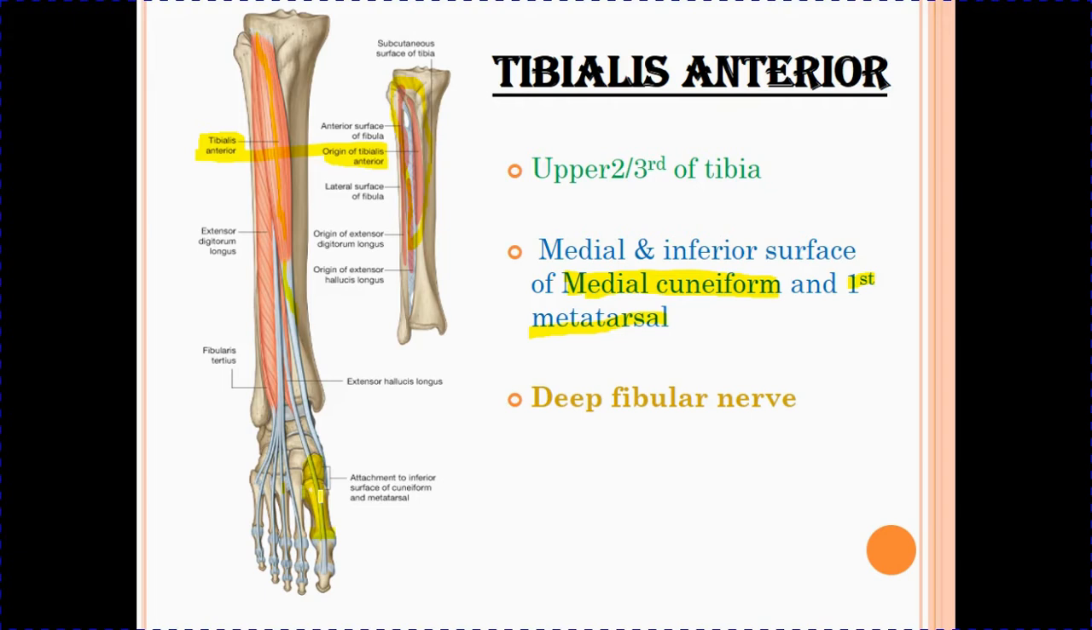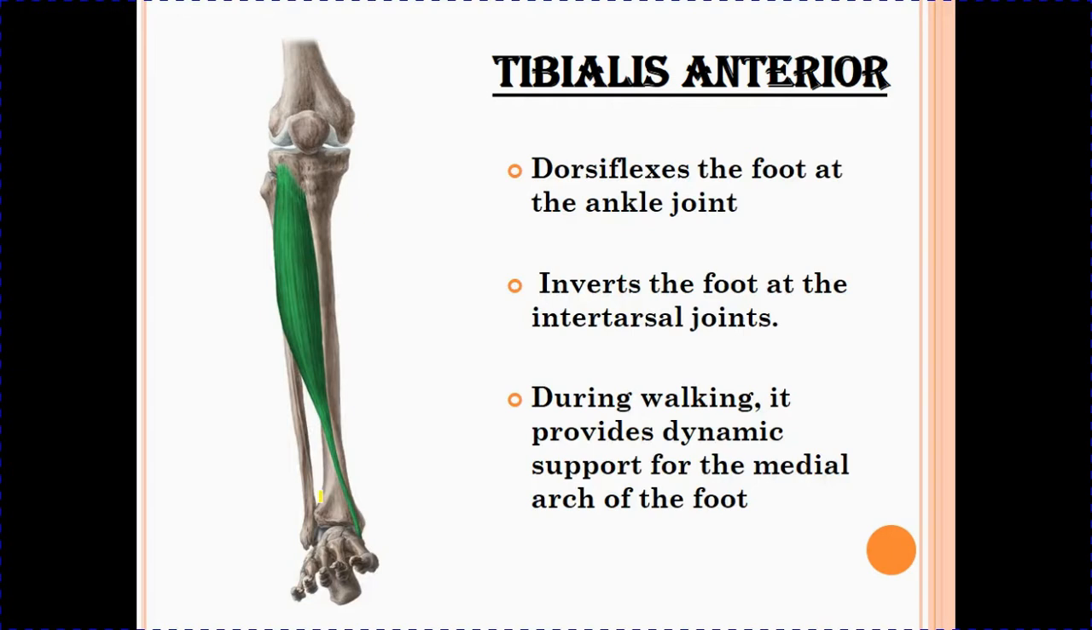This muscle is innervated by the deep fibular nerve. You can see in this figure the origin of tibialis anterior. It is arising from the upper 3/4 of the lateral surface of the shaft of the tibia, and its tendon is inserted into the medial cuneiform and the first metatarsal.